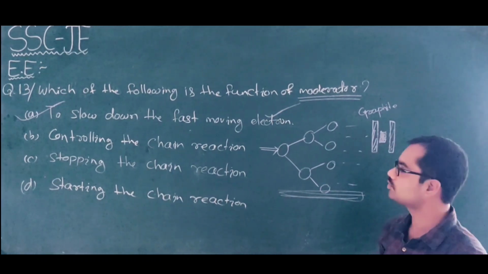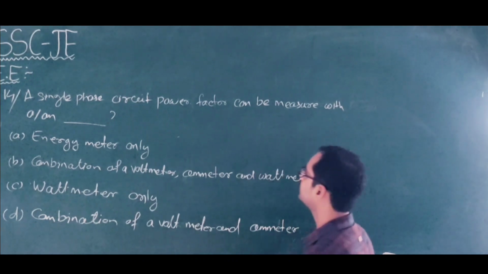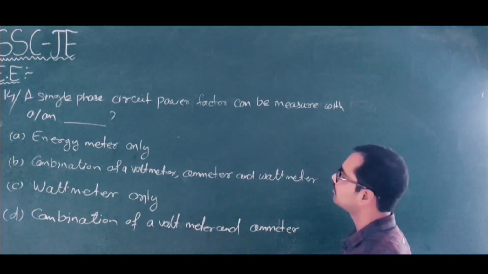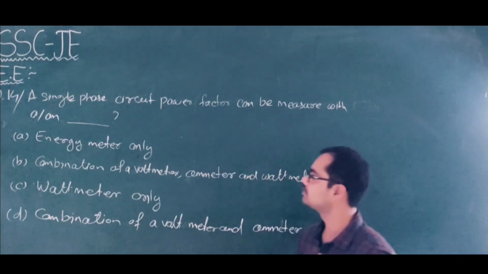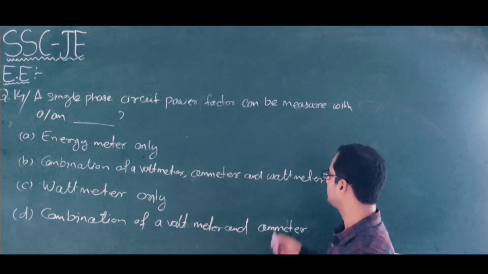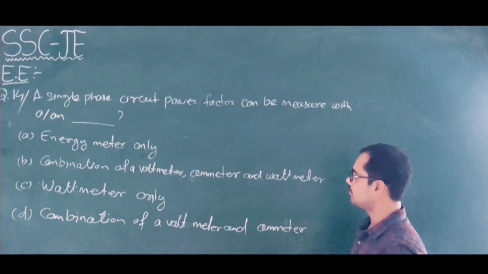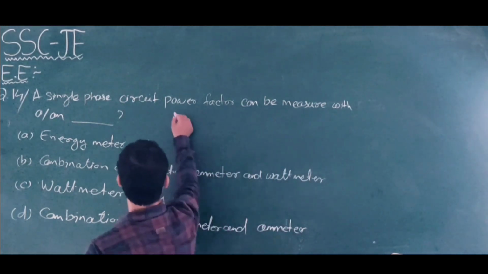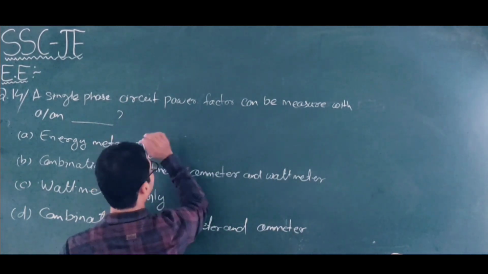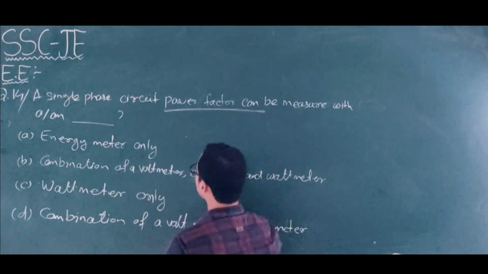So moving to the next question, question number 14. Okay. So question number 14, a single phase circuit power factor can be measured by, first one is energy meter only, second is combination of voltmeter, ammeter and wattmeter, third is wattmeter only, fourth is combination of voltmeter and ammeter. So the question is to find out how the power factor in a single phase circuit can be measured. Okay.